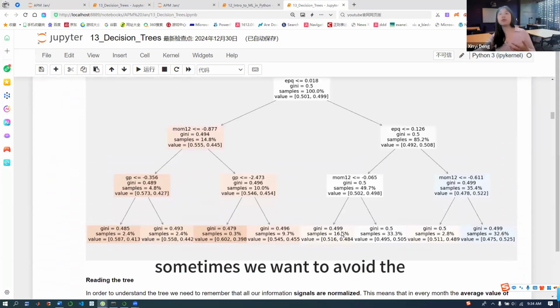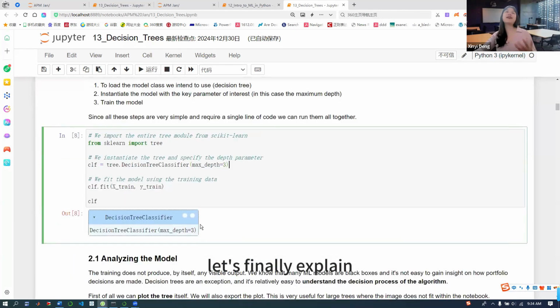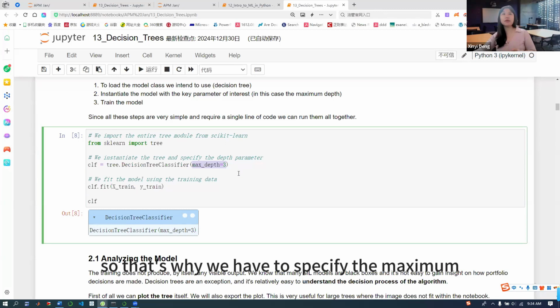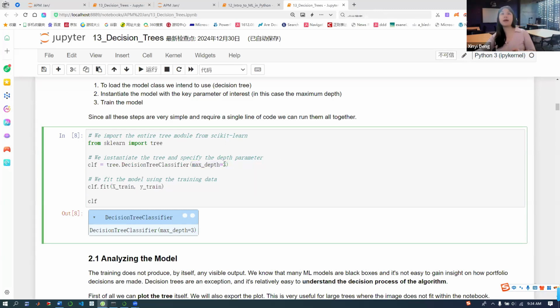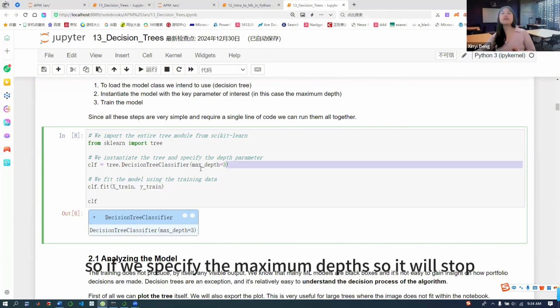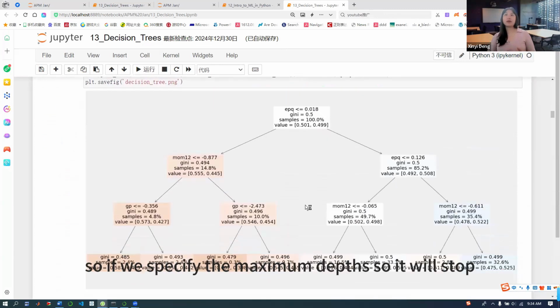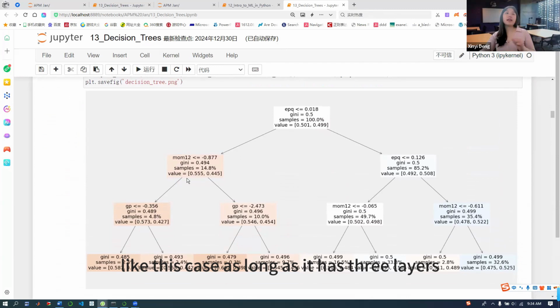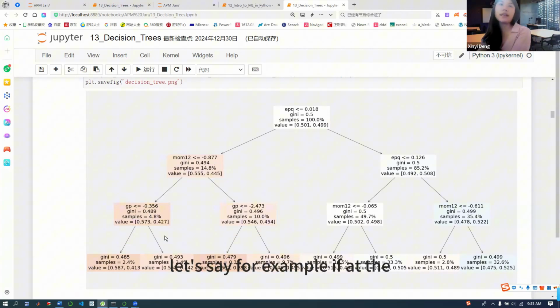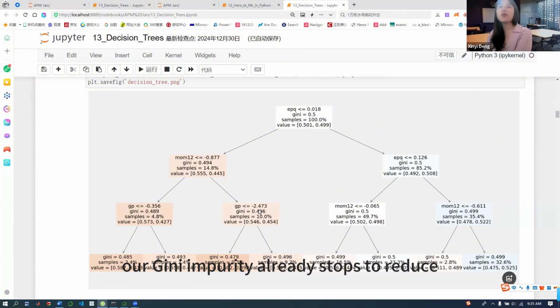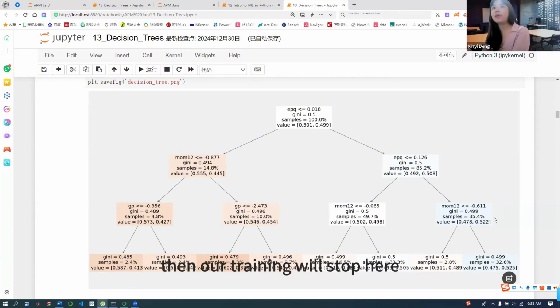But sometimes we want to avoid model complexity. Let's finally explain why we have max depth specified here. Sometimes we want to avoid a too complicated model. So that's why we have to specify the maximum depth here. If we specify the maximum depth, it will stop as long as, in this case, it has 3 layers below this root node. Of course, if, for example, at this second layer our Gini impurity already stops reducing, then our training will stop here.